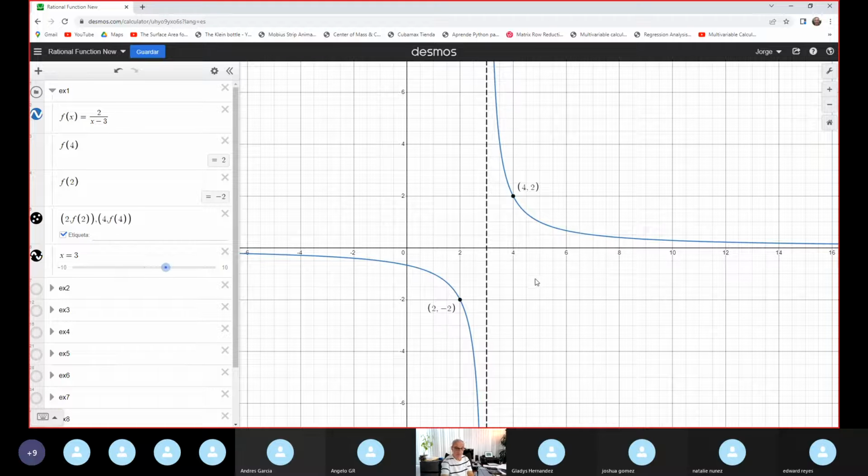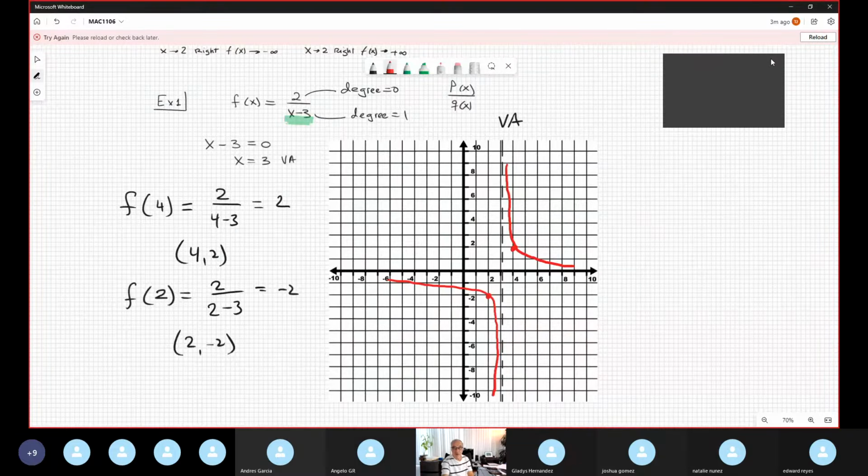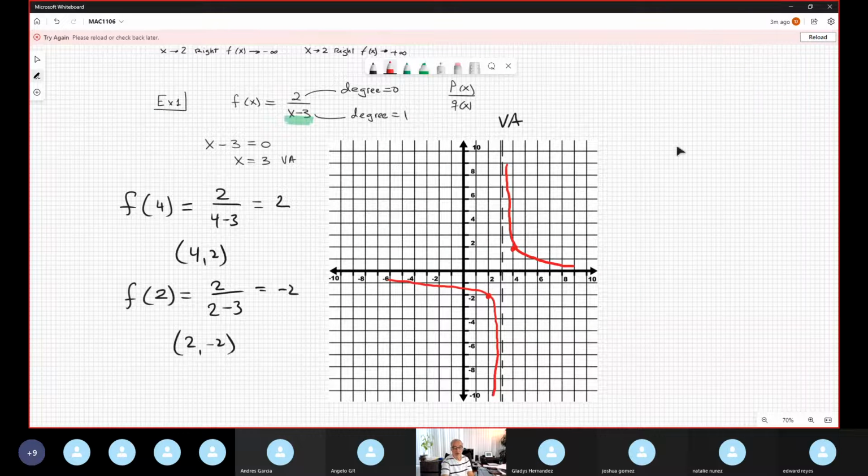So far clear, guys? Yes. So we come back to the whiteboard. Do you see the whiteboard? Yes. Let's move on to example 2. Let me erase that part.